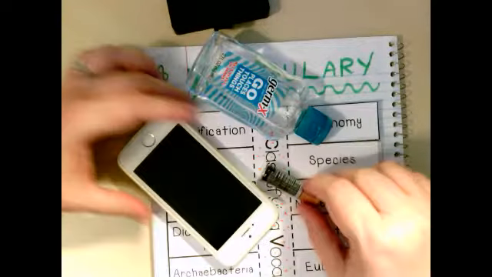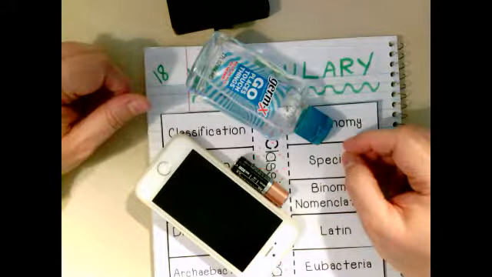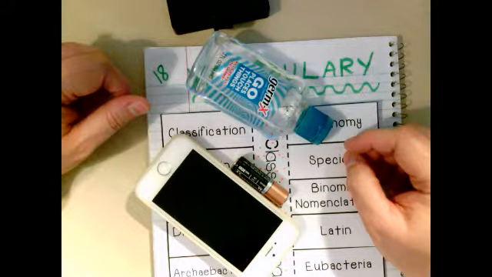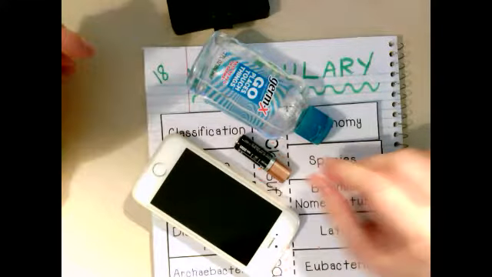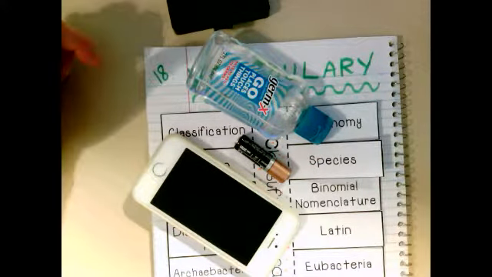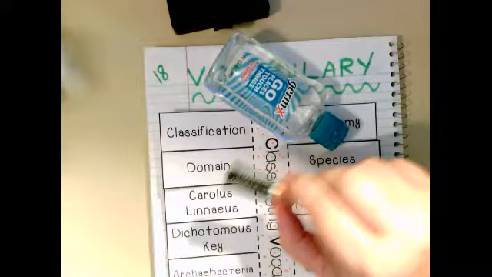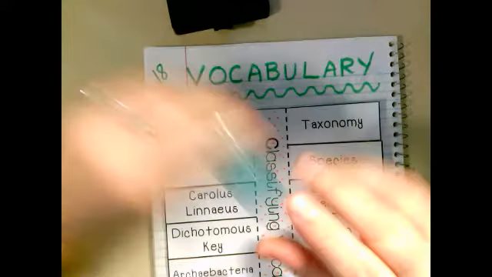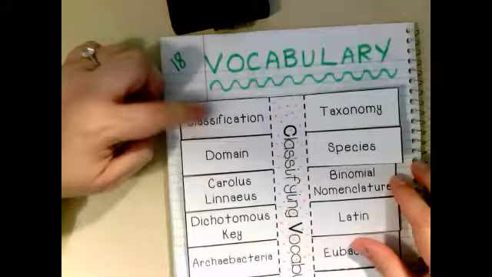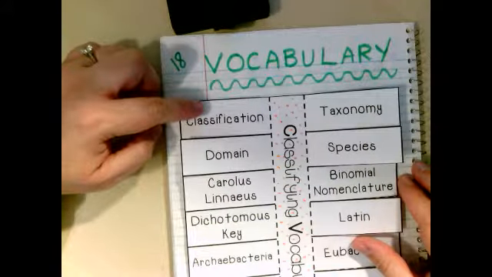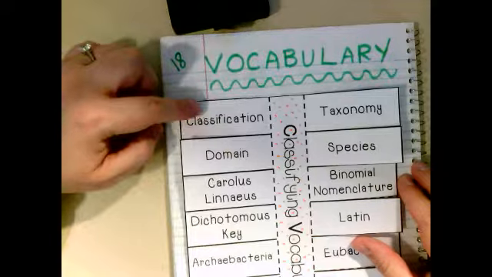I could look at these again. I could classify them based on their shape. I could classify based on their color. I could classify based on lots and lots of different characteristics. So that's what we have done with living things. We have come up with different ways to categorize things and classify them. That's our first vocabulary word here, is classification.